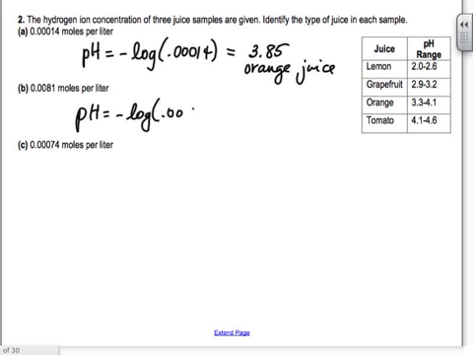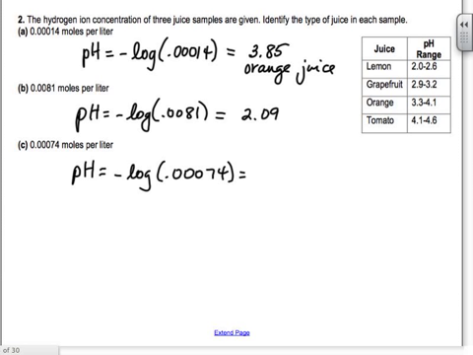So do the other ones. I got 2.09 for the next one. So lemon juice. And what'd you guys get for the last one? Yeah, you can do it all in one, all on your calculator, negative, log, or whatever. Okay, so 3.13, so that's grapefruit, barely, right?